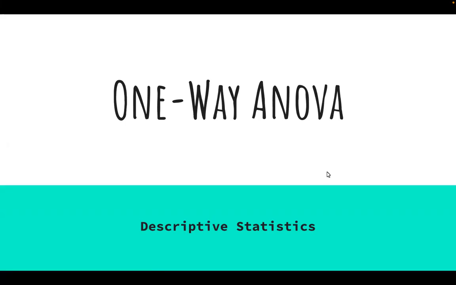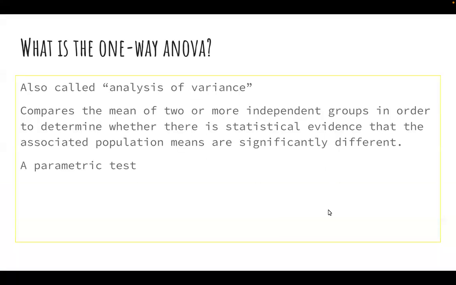We're going to be looking at the one-way ANOVA test this evening. And first we want to define what a one-way ANOVA test is. This is also called the analysis of variance test. It does compare the mean of two or more independent groups in order to determine whether there is statistical evidence that the associated population means are significantly different.